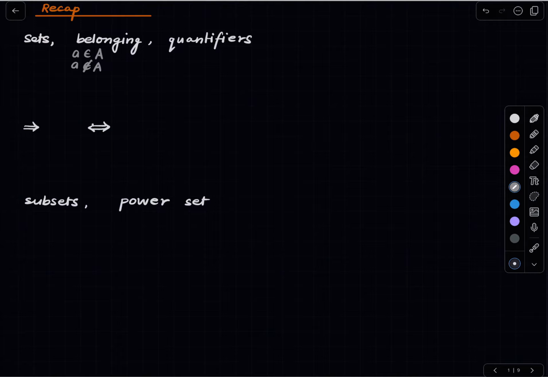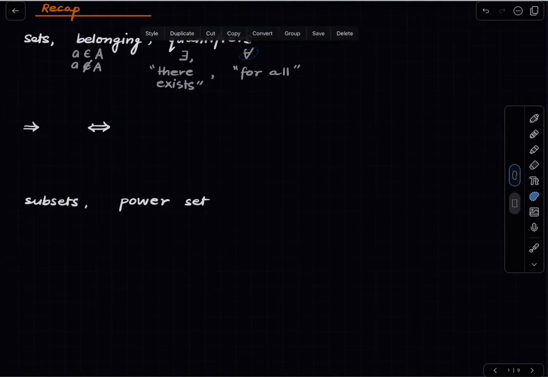So there are two quantifiers. One is the existential quantifier and the other is the universal quantifier. The existential quantifier is merely a shorthand for there exists and cousin phrases. And the universal quantifier is a shorthand for all. Nothing more complicated than that. Okay.